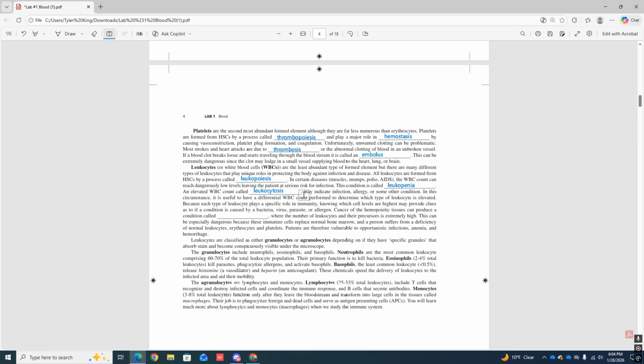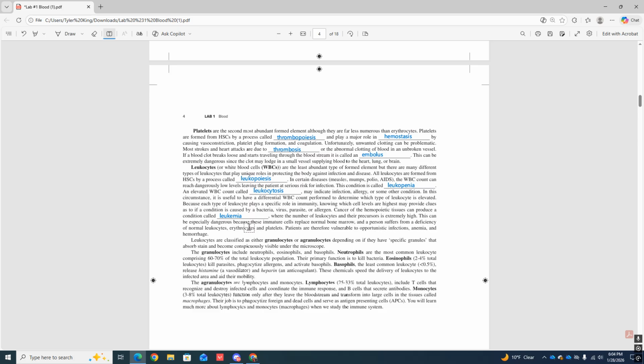Cancer of hemopoietic tissues can produce a condition called leukemia, where the number of leukocytes and their precursors is extremely high. This can be especially dangerous because these immature cells replace normal bone marrow, and the person suffers from a deficiency of normal leukocytes, erythrocytes, and platelets. Patients are therefore vulnerable to opportunistic infections, anemia, and hemorrhage at the same time.